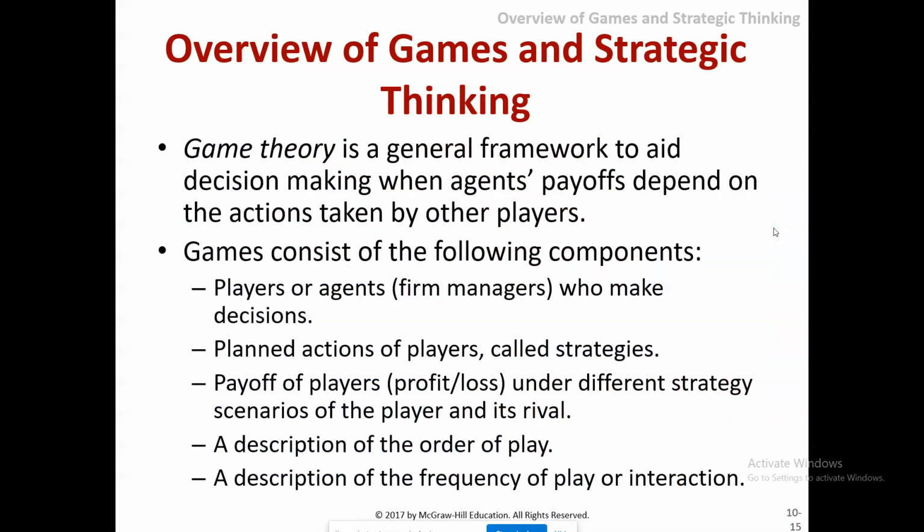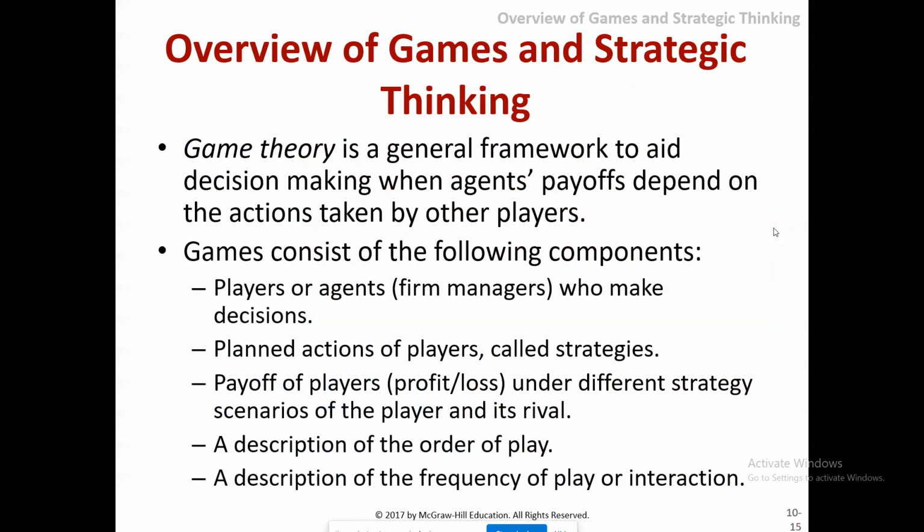Here's an overview of games and strategic thinking. Game theory is a general framework to aid decision-making when agents' payoffs depend on the actions taken by other players. And as we refer to games, there are players and rules. Players or agents in our context usually refer to firm managers. And the planned actions or decisions of players are called strategies. Payoff of players, profit or loss under different strategy scenarios of the player and its rival, is specified or expected.